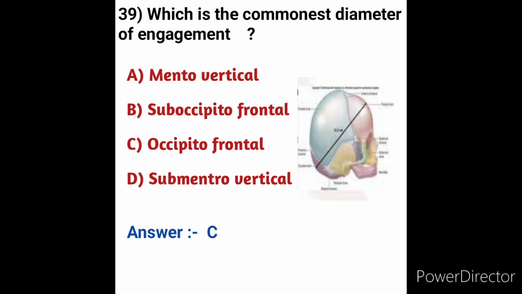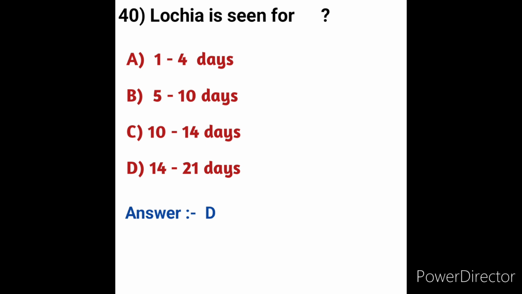Next, move on to question number 40. Lochia is seen for how many days? Actually, Lochia is a postpartum period. Lochia is seen for, options: Option A, 1 to 4 days. Option B, 5 to 10 days. Option C, 10 to 14 days. And option D, 14 to 21 days.